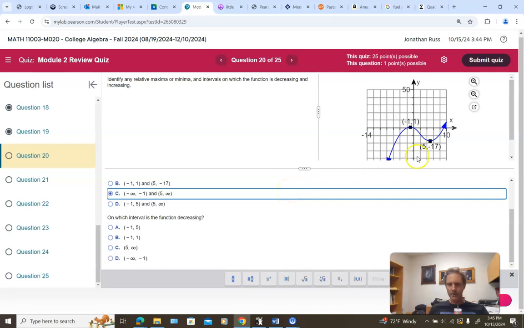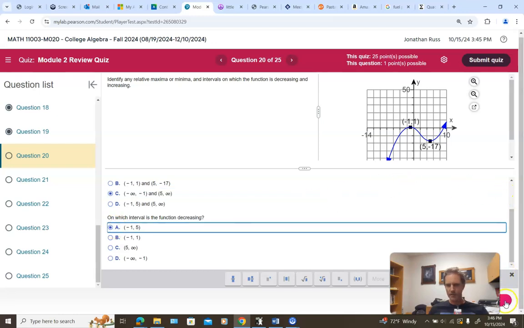And then where is it decreasing? Well, it's decreasing in between those 2 points. So from negative 1 on the x to positive 5 on the x. Okay, so choice A there.